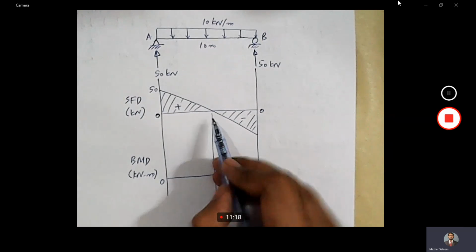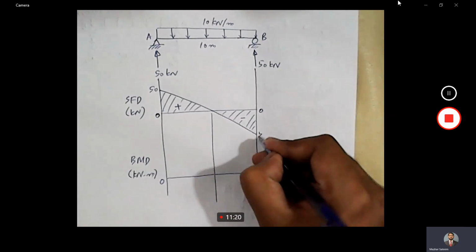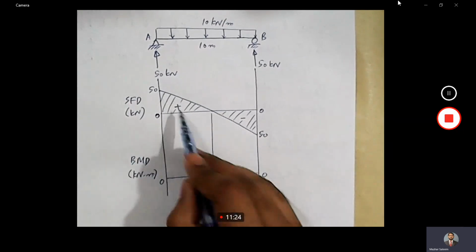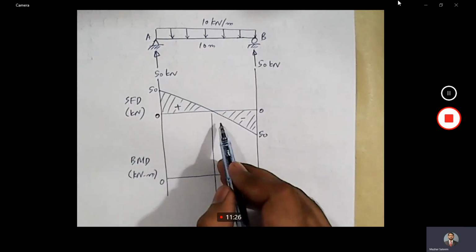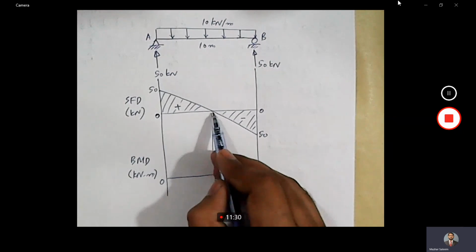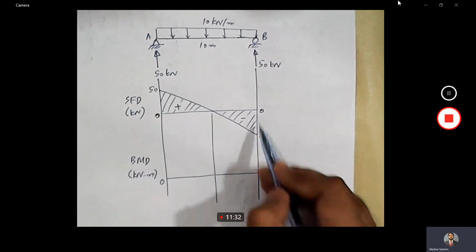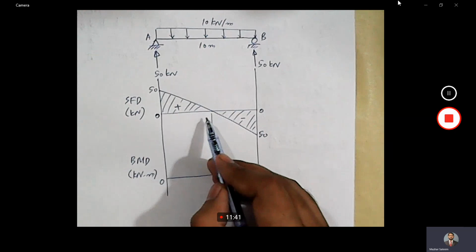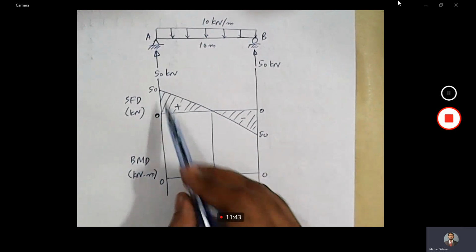The point of 0 shear. If we look at this diagram, 50 and this is 50. So by using the concept of similar triangles, we can see that this point is at mid span, right? 50 here, 50 here. So this is crossing the point at mid length. In some of the cases, when the situation is complicated, we will have to calculate it using some expression. But this time, this is pretty straightforward.